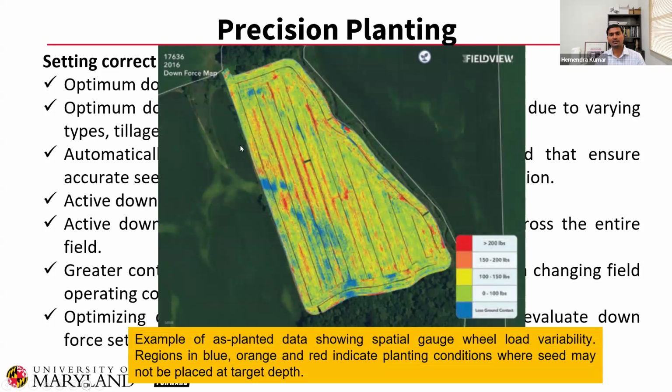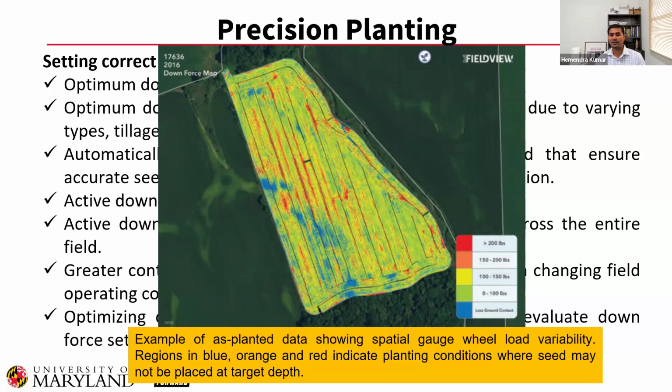So this is one of the studies conducted in Kansas by Kansas State University researchers. And you can see they did use the active downforce, and you can see the variability in terms of how much force was applied by the planter. If you see the red areas, they applied more than 200 lbs. And if you see the blue areas, less than whatever was recommended. For example, the green is 0 to 100 lbs, and most of the area was covered by the green, as you can see. But there were some patches where they applied more than 200.